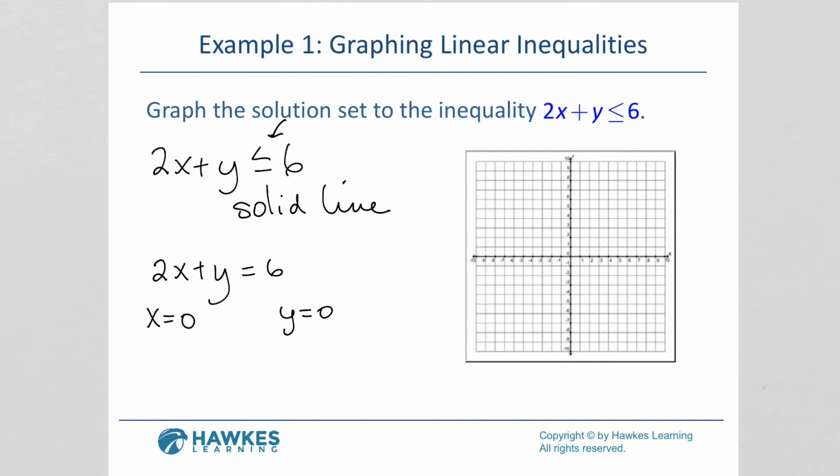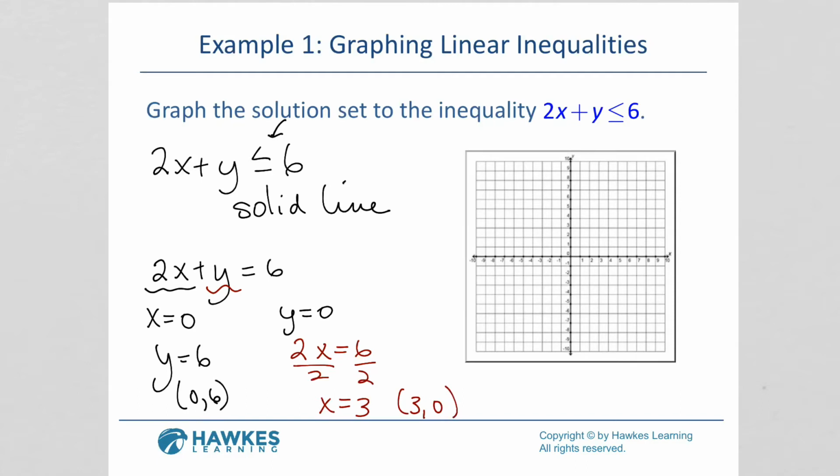So the first value I'm going to try is 2x plus y equals 6. I'm going to plug x equals 0 in, which is going to give me my y-intercept. When I plug x equal to 0 in, this value becomes 0, which leaves me with just y equals 6. So my first ordered pair here is 0, 6. When I plug y equals 0 in, this piece becomes 0, and that leaves me with 2x equals 6. When I solve there, I end up with x equals 3. So that ordered pair is 3, 0.